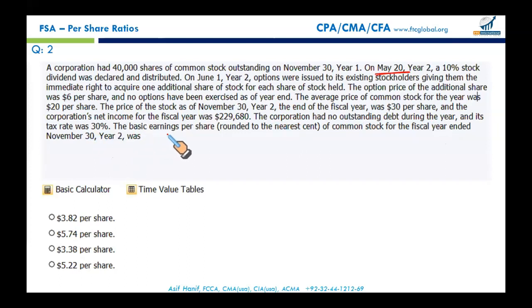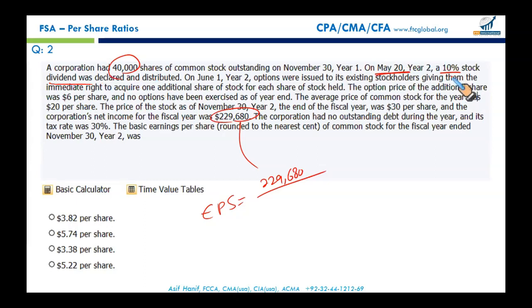The basic earning per share of the common stock for the fiscal year ended November 30th year 2 is going to be, EPS we know is equal to income available to common stockholders. Since there are no preferred stocks, you just plug in 229,680 and divide it by the weighted average number of shares. This is the opening number of shares. And after 6 months approximately, we issued stock dividends, 10%. Stock dividends, stock splits, reverse stock splits, whenever they are issued, are given the full weightage.